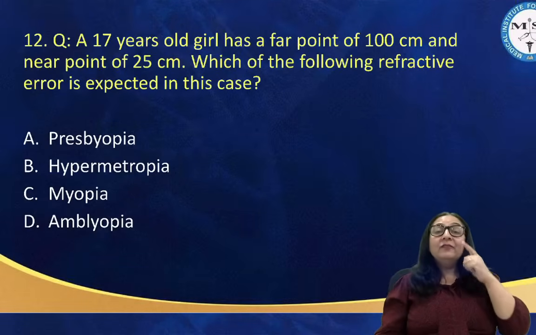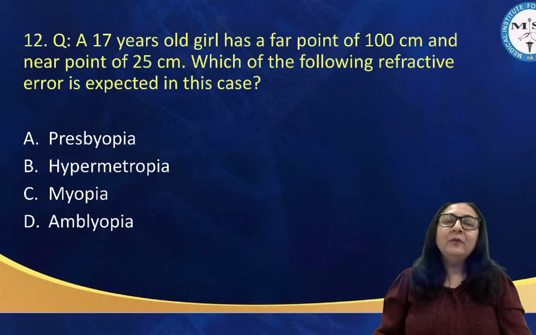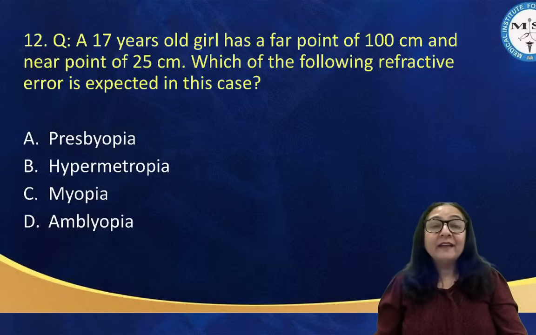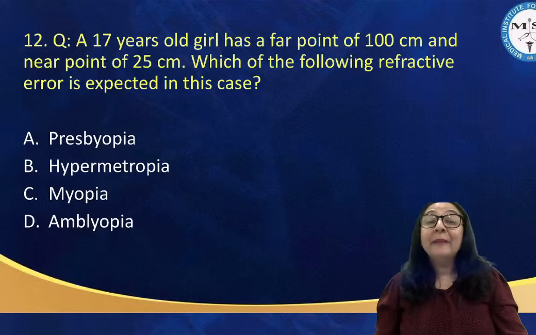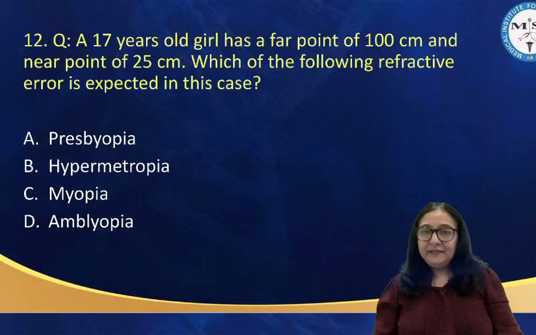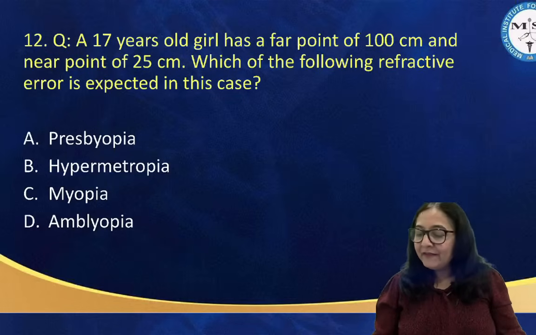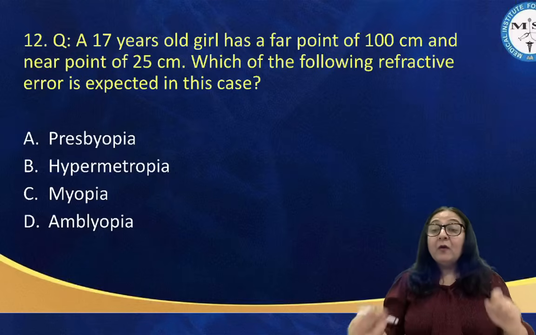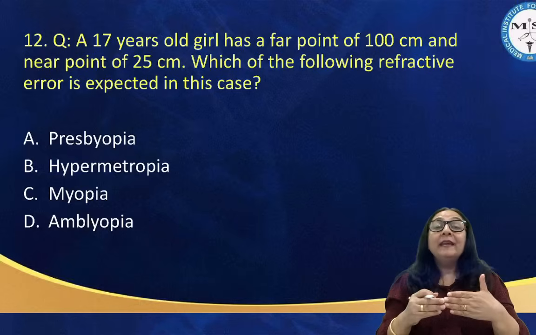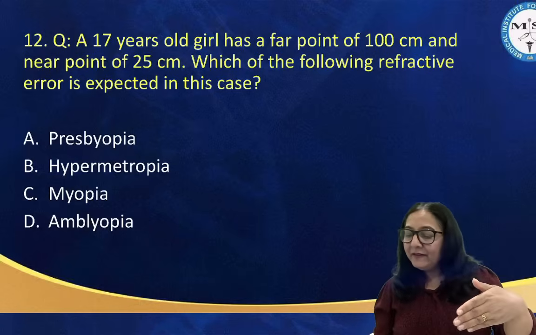A 17 years old girl has a far point of 100 centimeter and a near point of 25 centimeter. Which of the following refractive errors is expected in this case? Far point of 100 centimeter and near point of 25 centimeter. What is the type of the refractive error in this case? Now, when a person is not able to see far, what type of refractive error is there?